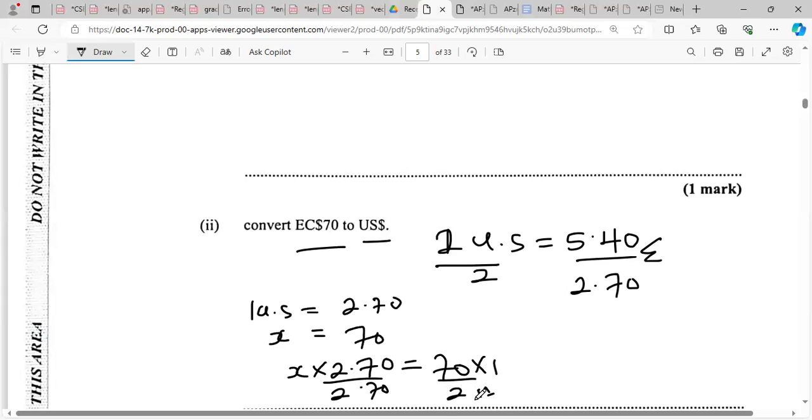So I'm punching out in my calculator, so 70 divided by 2.7. Alright, this gives me 25.9. Let's round it off to $26. They didn't say round off though. Just me, I did that. Alright, cool.